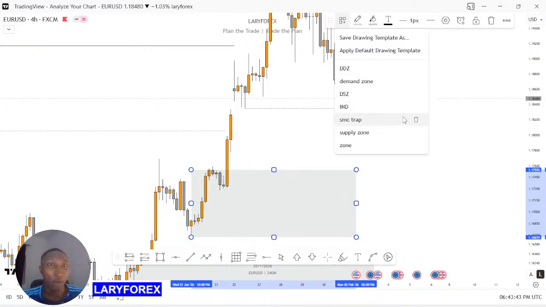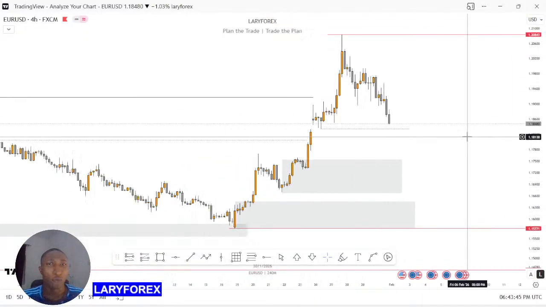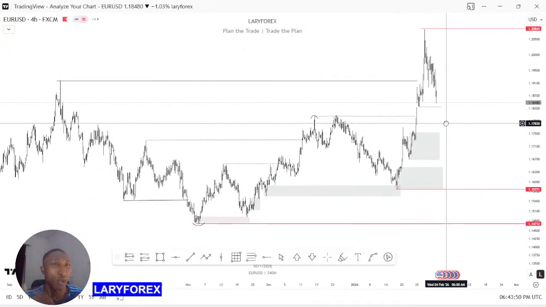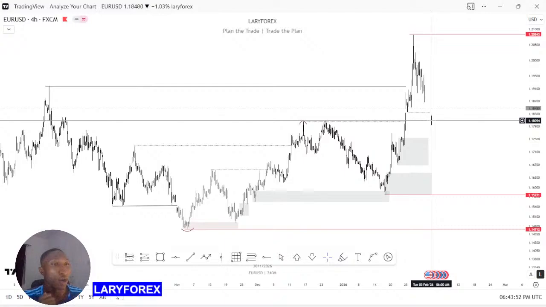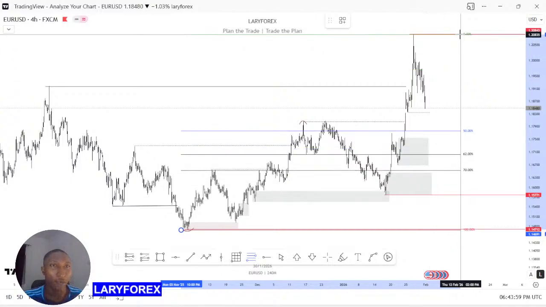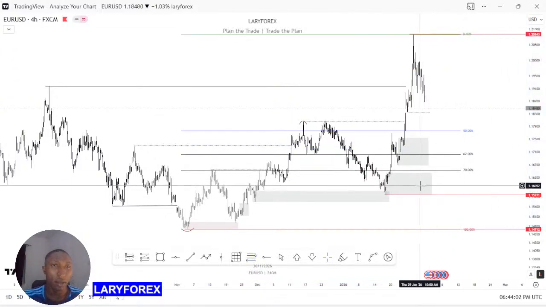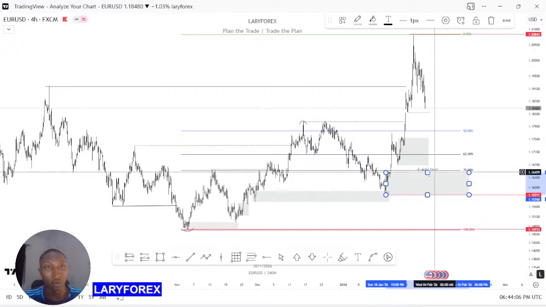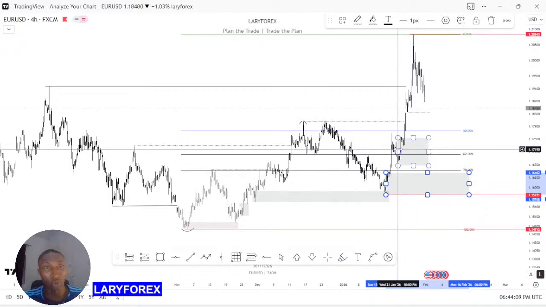But before I even name it SMC trap, to filter it more, I will use my Fibonacci tool to map from my swing point A to my swing point B of the higher time frame. You see that this particular demand, which I want to call a trap, is between the 50 and 62% Fibonacci level.